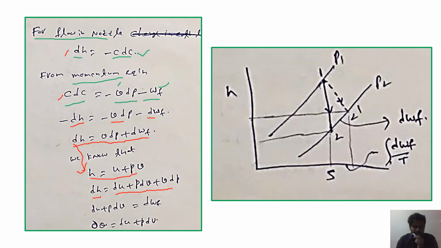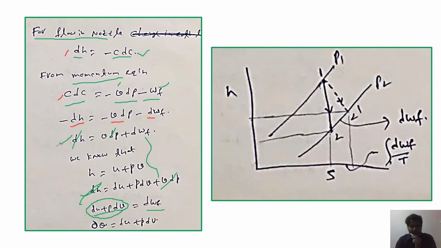Now when you compare this equation and this equation, dH gets cancelled, VdP gets cancelled, so from these two equations we can write dU plus PdV equals dWf. So this dU plus PdV is the heat transfer due to the friction.